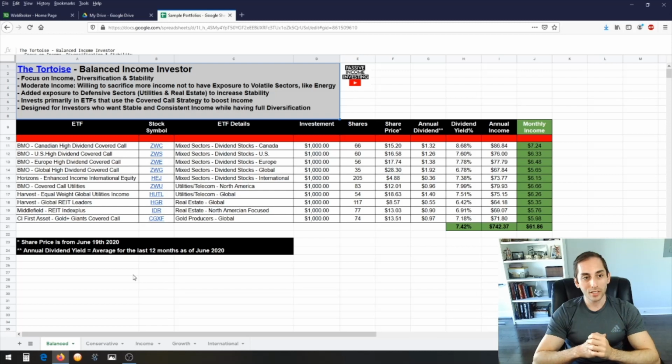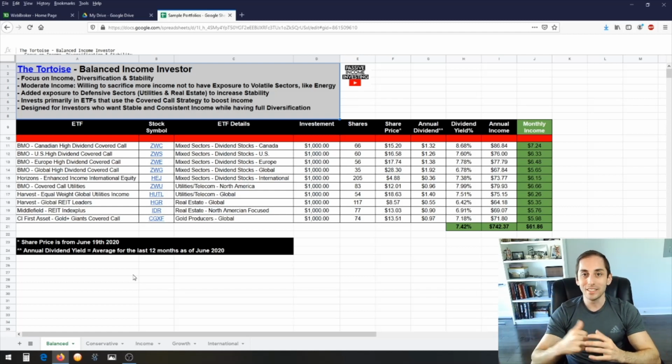So the first profile is what I like to call the Tortoise, or simply the balanced income investor profile. This profile focuses on income, diversification, and stability, equal parts for these 3. I would say it's a moderate income. You are willing to sacrifice a little bit of income to lower your risk, to not have exposure to volatile specific sectors like energy, for example. Also, I gave you added exposure to defensive sectors, which are safer sectors, hence the tortoise, the big shell.